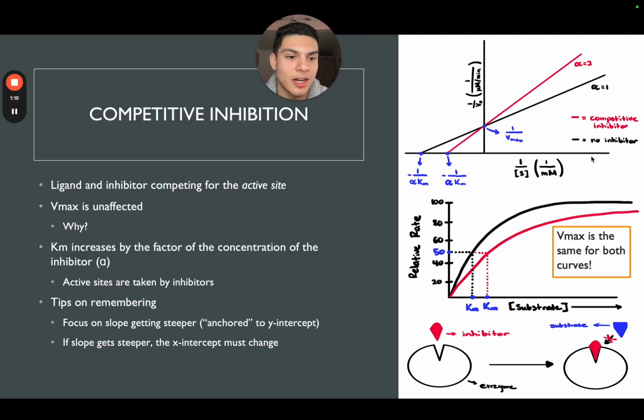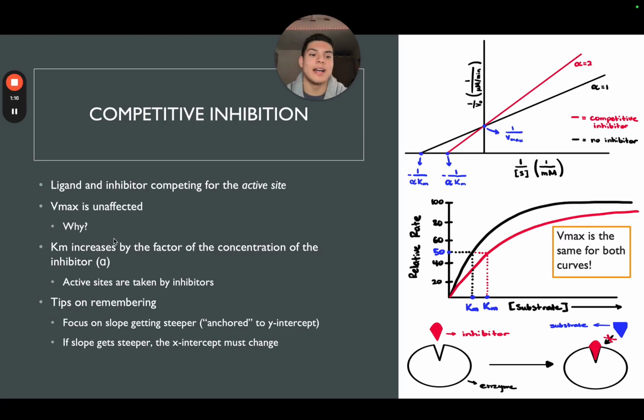And so moving on, I made these graphs to the right detailing competitive inhibition: the Michaelis-Menten plot, the Lineweaver-Burk plot, and also just conceptually what it looks like. For competitive inhibition, the ligand and inhibitor are competing for the active site. So on this diagram right here, we have this inhibitor binding on the active site, and the substrate can't bind anymore. And so the Vmax is unaffected. Why? You can figure that out on your own.